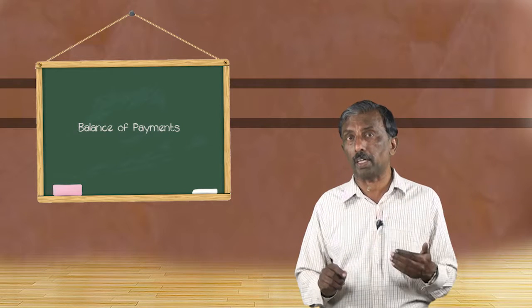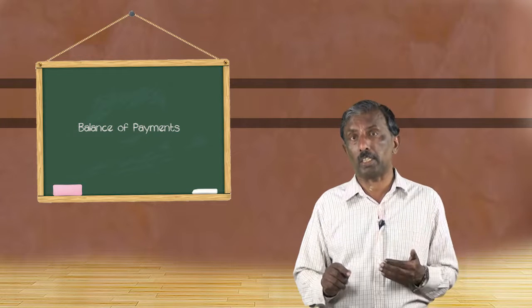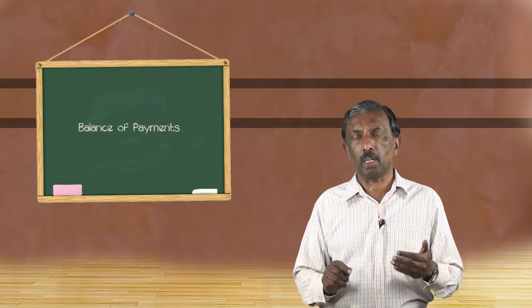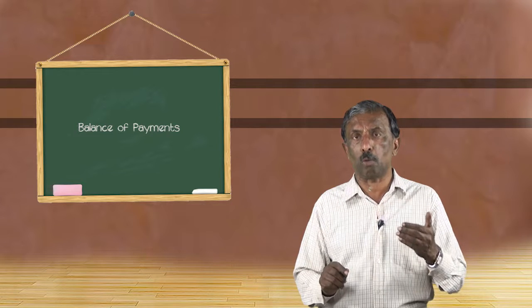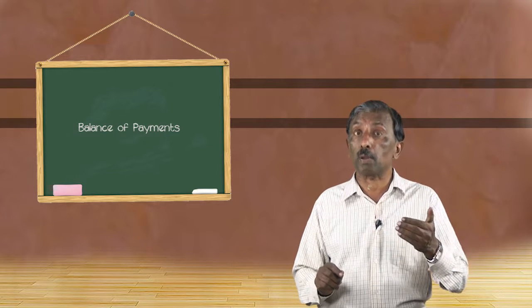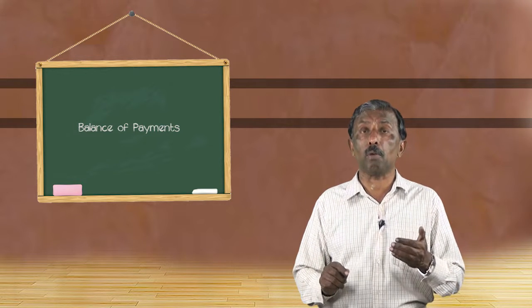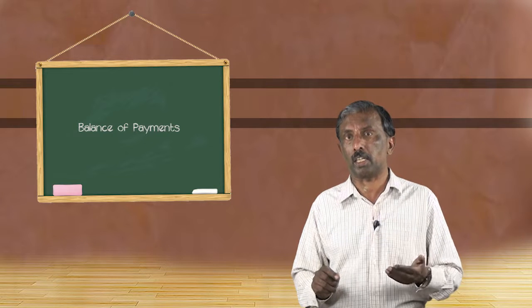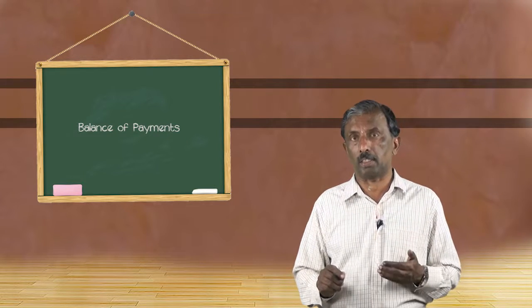Then, as I told you, one more item is there: invisible items. Invisible items include three things on the receipt side. One, the income earned from services. Second, the income we have earned from investment in other countries. Third, unilateral receipts from other countries.